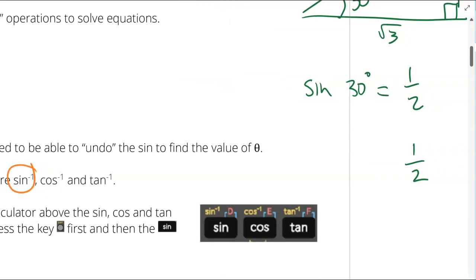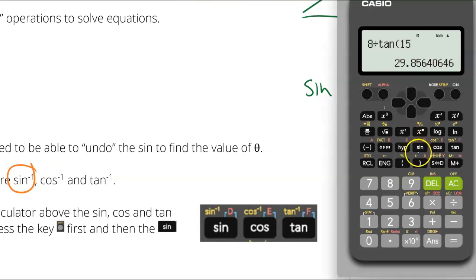Where does that sine -1 come from? On the calculator, you should be able to see it on top of sine, cos and tan, and we access it by using the shift button. So if I want to undo that sine of 0.5, you should all know the answer. What's the answer going to be? 30. Shift sine, put in your ratio 0.5 or the fraction, because it's going to end up being a fraction. Close the bracket, equals, and there's your answer, 30.